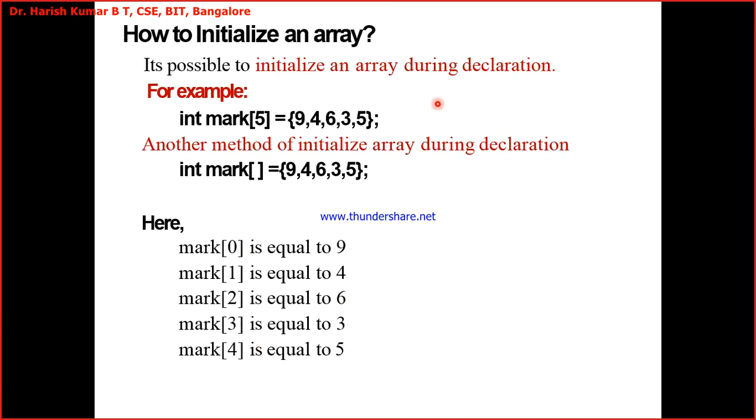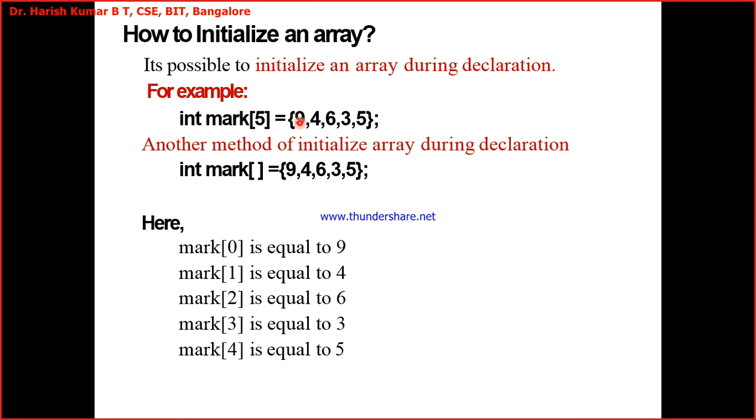Now how to initialize an array? There are two ways of initializing an array. You can initialize the array during declaration, and you can initialize the array during runtime. First we will understand how to initialize an array during declaration. This is how you can initialize: int mark of 5 is equal to, open the curly braces, write the elements of the array, close the curly braces, and end with a semicolon.